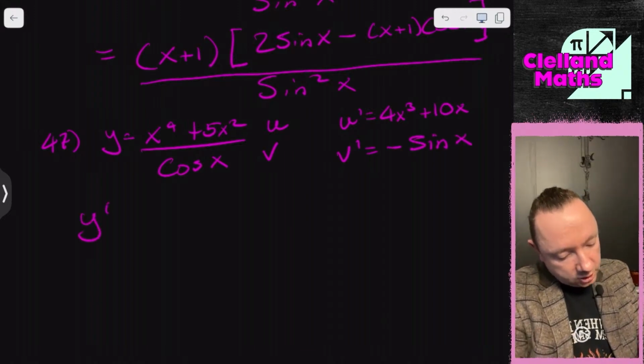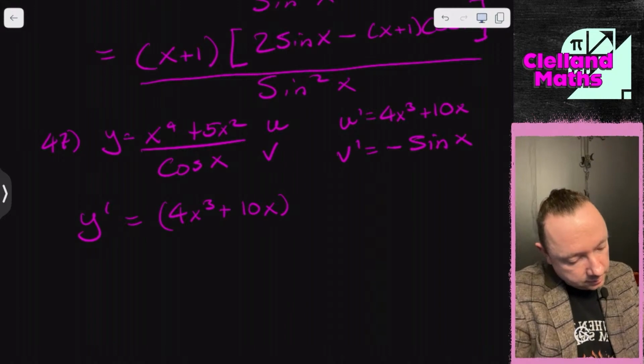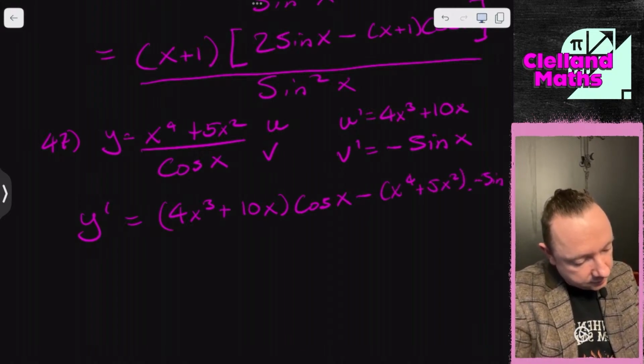So let's do y dash. v times u dash, 4x cubed plus 10x, times cos x, minus, vu dash minus uv dash, x to the 4 plus 5x squared, minus sine x over cos squared x.